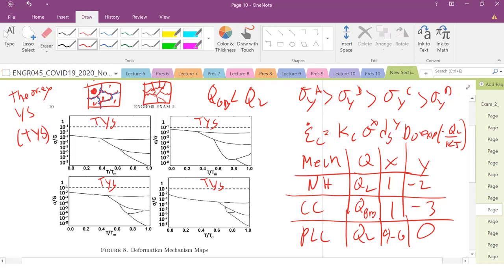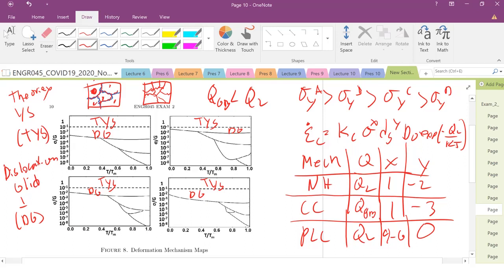What does this line denote here? This line tells you where your material is just moving by dislocation glide. Above here, you're yielding, and your stress is beyond the theoretical yield stress above that dashed line. Below it, it's just yielding by your typical dislocations moving around. So I'm going to label this DG, dislocation glide.